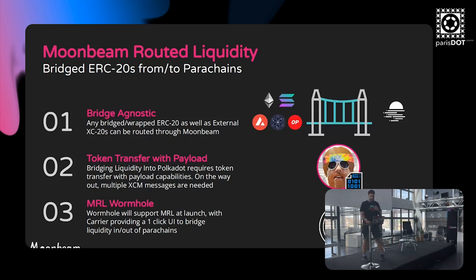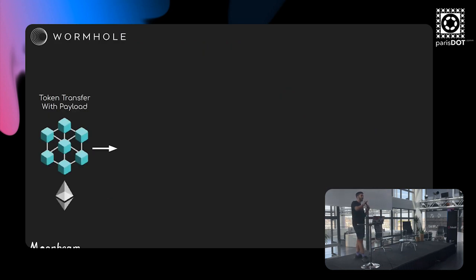And so let me take you step by step, high level, through how MRL is going to work. Sadly, the sun doesn't do justice to the diagram that I'm going to show you, but hopefully you can see at least a bit of it. So we have here Ethereum, and a user in Ethereum is doing a token transfer with payload. It will be a really nice UX, UI, where you just select what token you want and what parachain you want, but this is what's happening underneath.